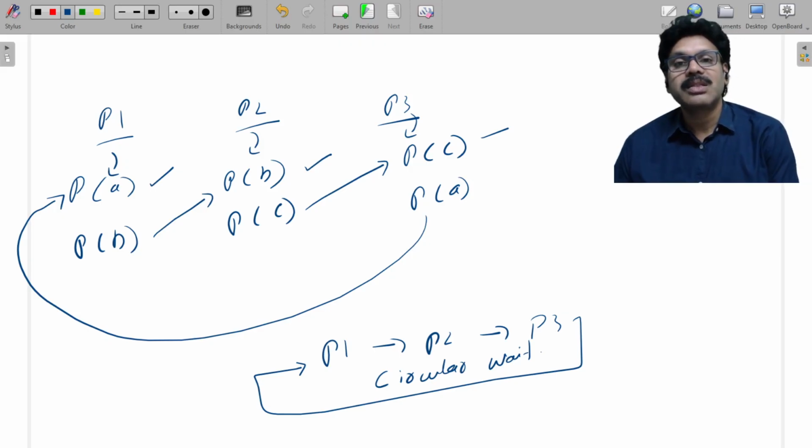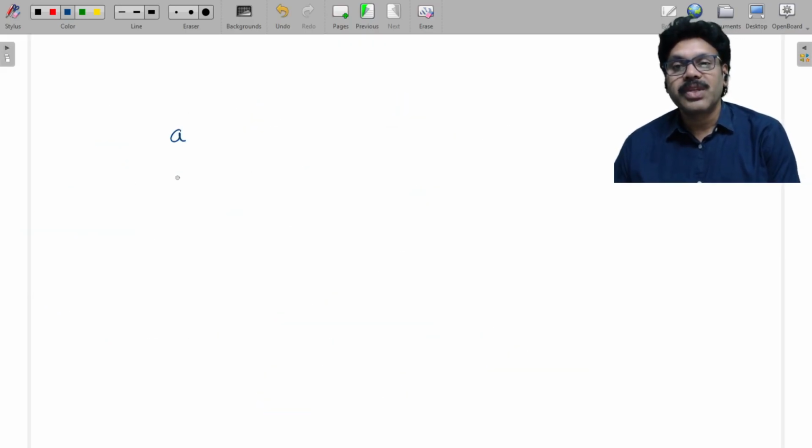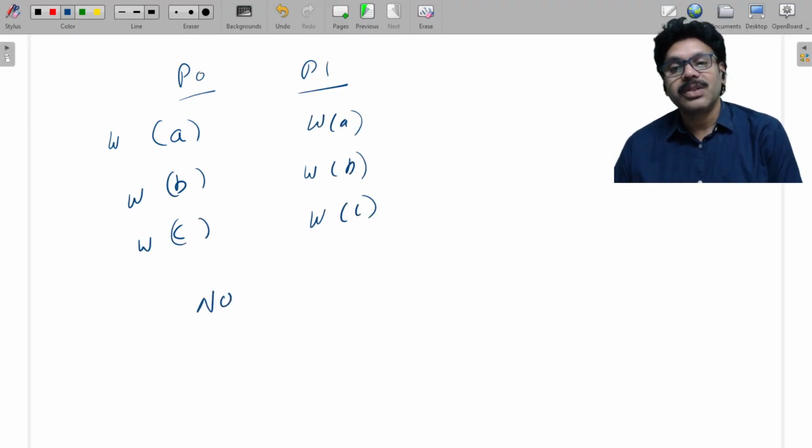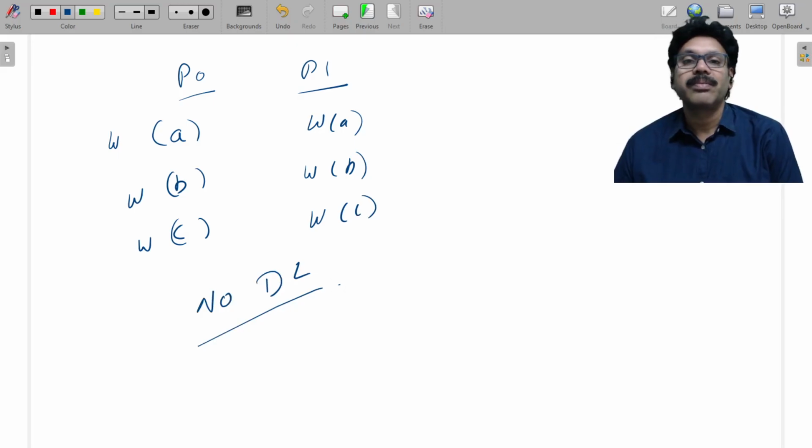So what is the solution I said? The solution is that if semaphores are orderly used with wait functions for one process, the other processes are also supposed to use the semaphores in the same order. If you follow this, there is no deadlock.